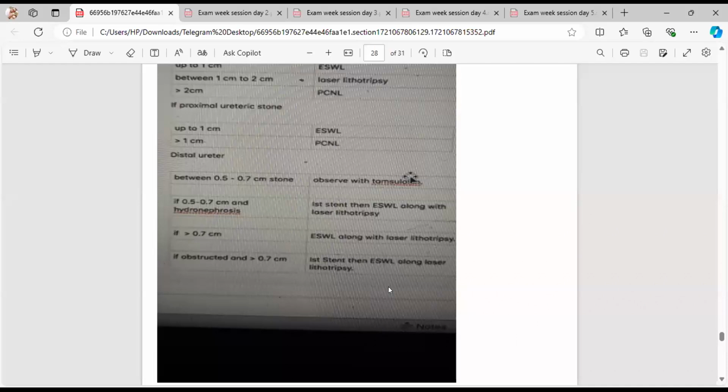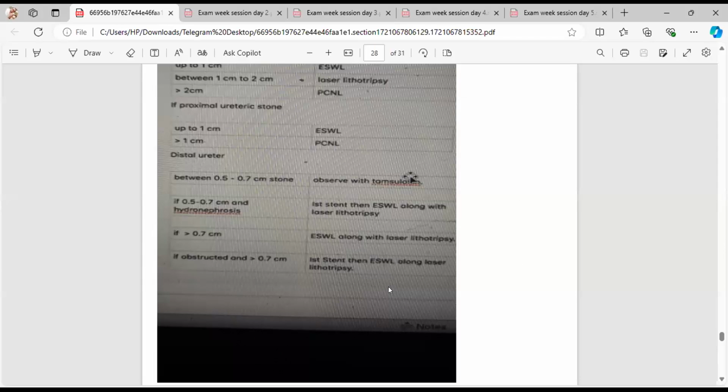Don't make yourself confused, please. I always tell my students that in the AMC exam the questions are very lengthy, and we have only a few minutes, maximum 1.5 or 2 minutes, not 5 minutes to solve one question. So don't waste more time on one question over whether it is ESWL or a stent, because some doctors say that with hydronephrosis we still don't do the stent. No, if in the question they mention hydronephrosis, or give the symptoms or signs related to it, please mark stent first.